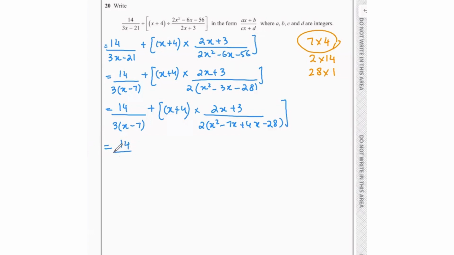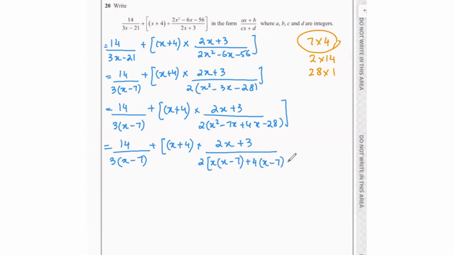So now that we've split the quadratic equation into 4 different terms, what we're going to do is factor by grouping. We're going to make the first 2 terms into one group and the last 2 terms into another. So between the first 2 terms, we have x common. So x times x minus 7. And between the last 2 terms, we have 4 common. So x minus 7 again in the bracket.